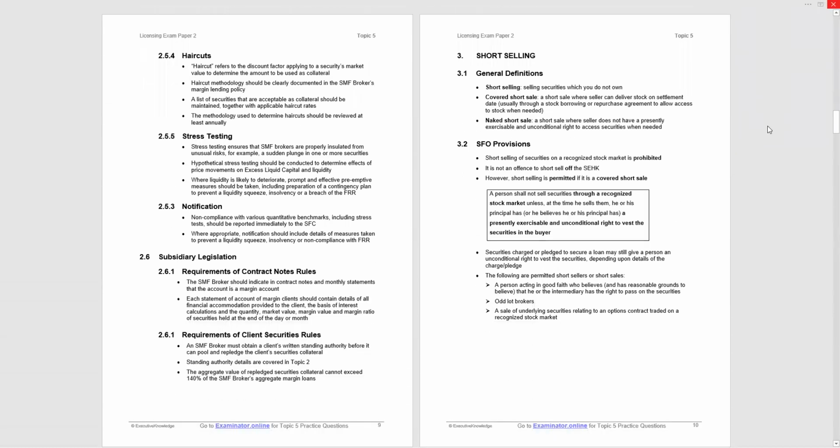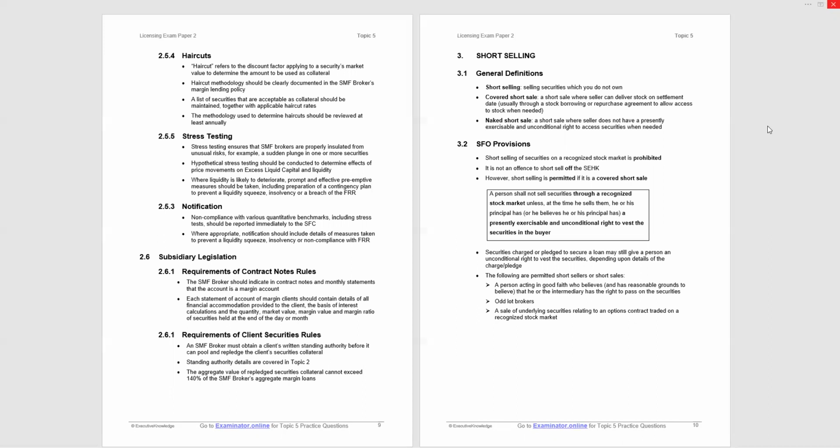2.4 covering haircuts, stress testing, and notification. Now, all of that comes from recent standards, recent codes that have been put forward. Do I need to know all of that? I would read through it, but there's no way they're going to test all of that. I've really highlighted the main points at the beginning of this section. Read through and then do the practice questions.